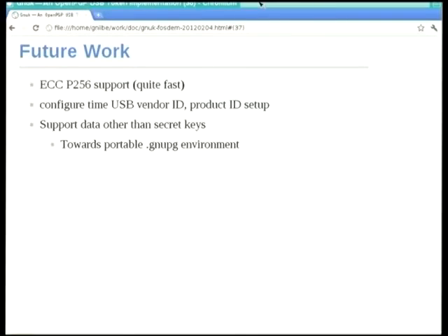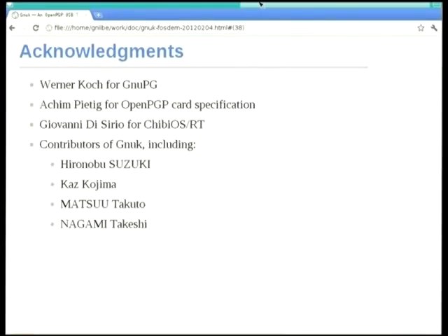And here is future work. As I described already, I am currently trying to support elliptic curve cryptography, NIST P-256 curve support. It's quite fast. It takes only 0.08 second to make a digital signature. Also configure time USB vendor ID support, and product ID setup. Currently, we use FSIJ's USB vendor ID. And currently I am considering supporting data other than secret keys towards a portable GnuPG environment. Here is an acknowledgement: Barnakov, Akim, and Giovanni, and Japanese guys as testers.